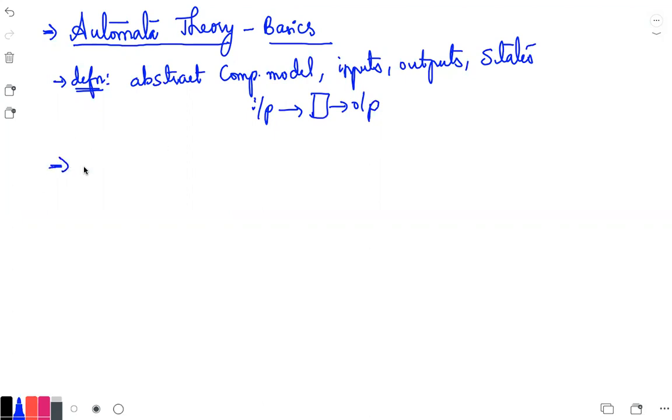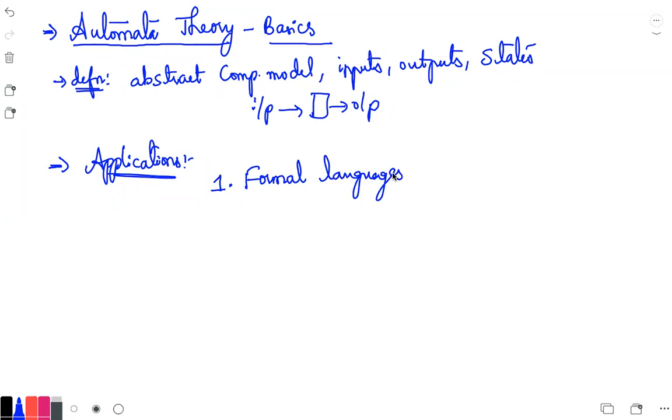We'll touch upon some applications of automata. Why we are studying this automata. Okay. So the first one, we have discussed in the previous session, is its application in formal languages, right? Many of the applications in formal languages can be dealt with the help of automata. Okay, how exactly it's going to happen, we'll see in the upcoming classes. But the main application of automata theory is in the formal languages.